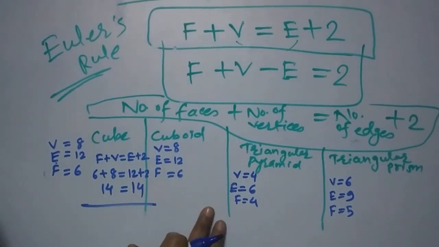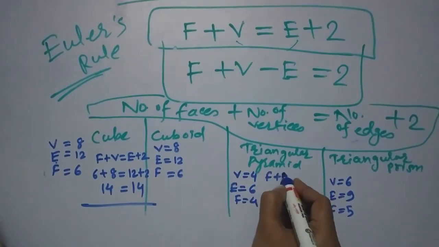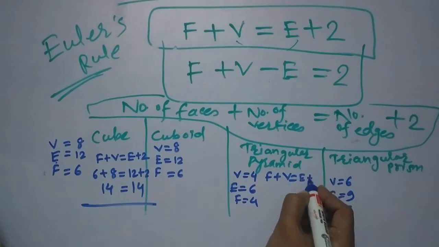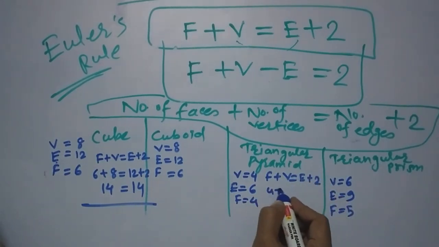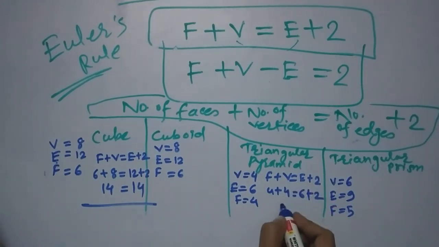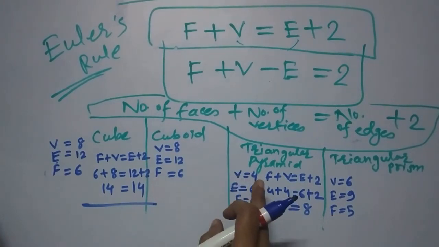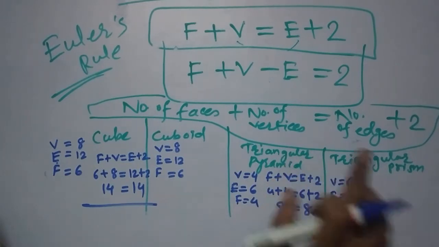Same for the cuboid. Now we will see the triangular pyramid. F plus V is equal to E plus 2, meaning the number of faces plus the number of vertices, that is 4 plus 4. Okay, and here edges are what? 6 plus 2. So 8 is equal to 8. The number of faces plus the number of vertices is equal to the number of edges plus 2. True for the triangular pyramid.